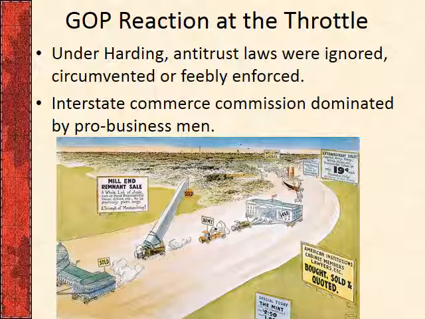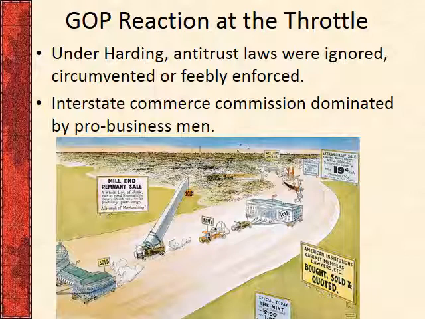So under Warren G. Harding, who by all accounts is an absolute idiot, guys from Ohio, antitrust laws that had been put in place by Teddy Roosevelt, Taft, and Wilson were either ignored, circumvented, or feebly enforced. The Interstate Commerce Commission, which remember was created under the Interstate Commerce Act, which was supposed to investigate unfair business practices, was actually dominated by pro-businessmen. So it wasn't enforced at all. It was the veritable wolf guarding the hen house.